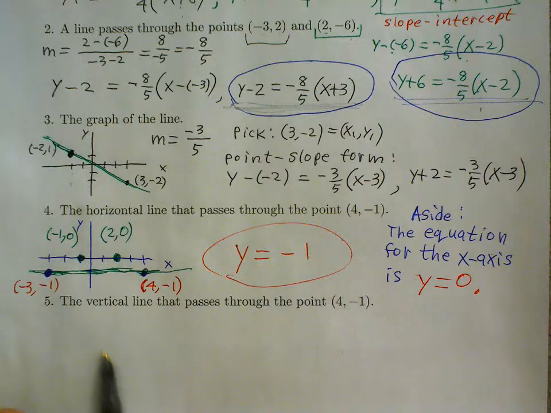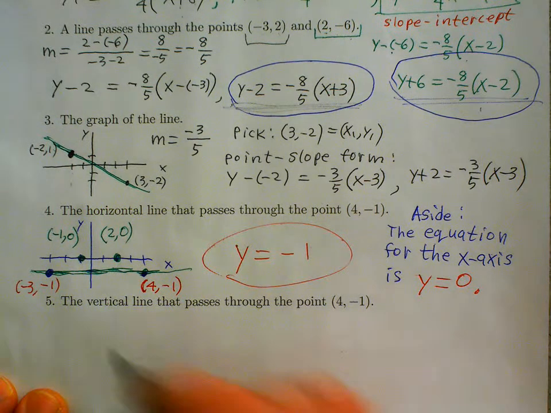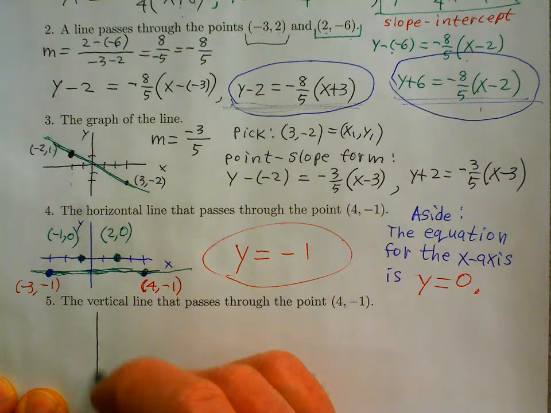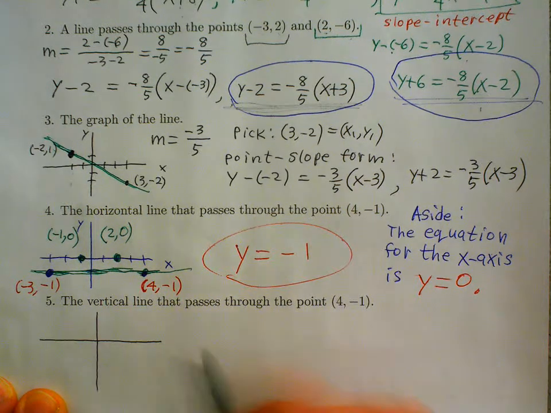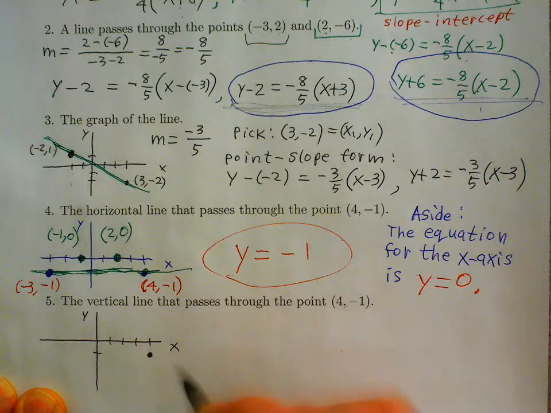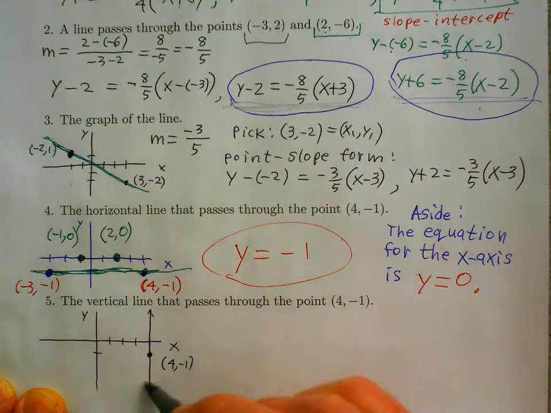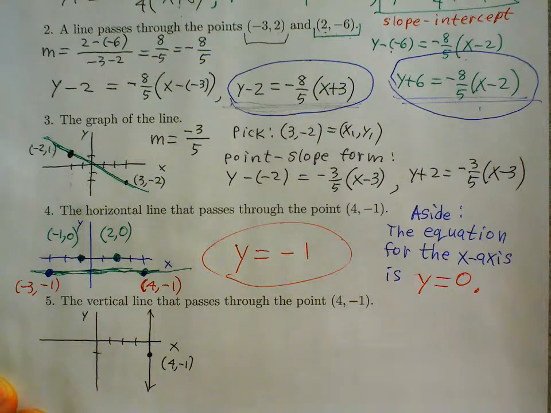Okay, now let's do part 5. Find an equation for the vertical line that passes through the point 4, -1. So it's the same point, 4, -1. But this time we have a vertical line. So what's the equation for that vertical line?